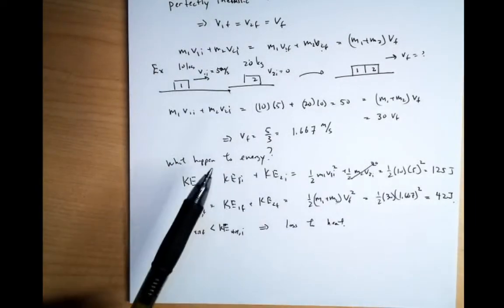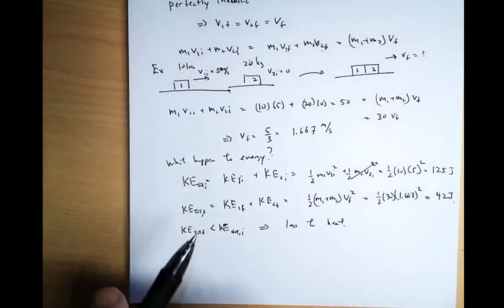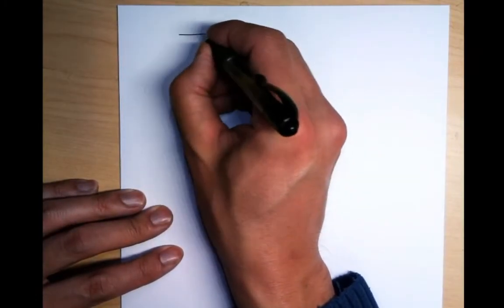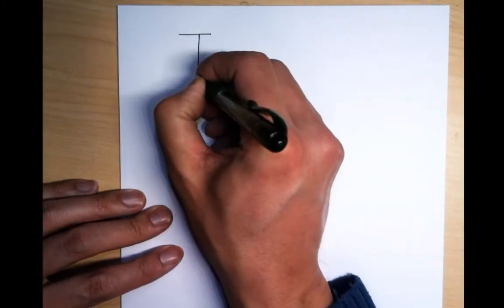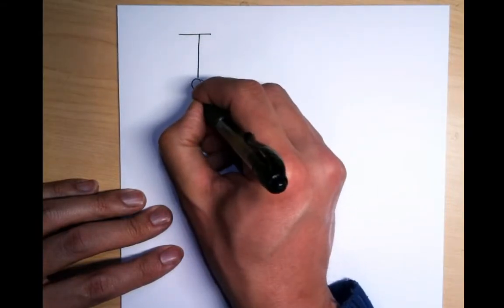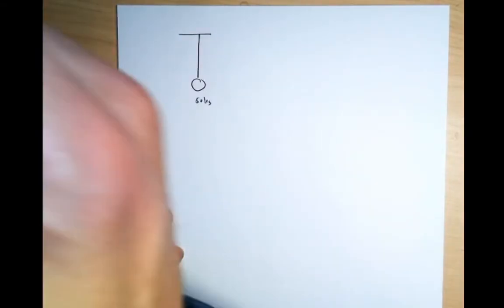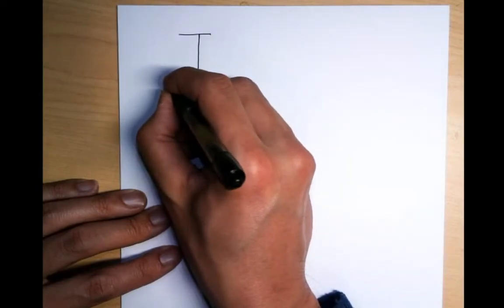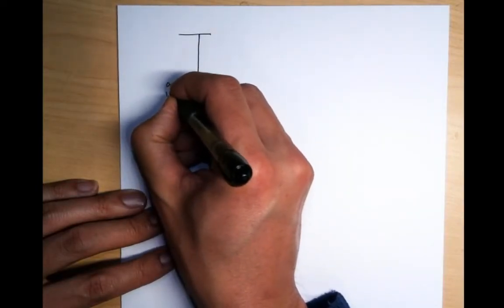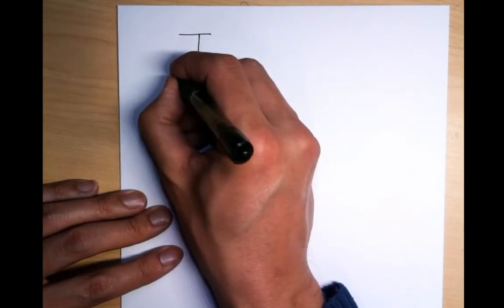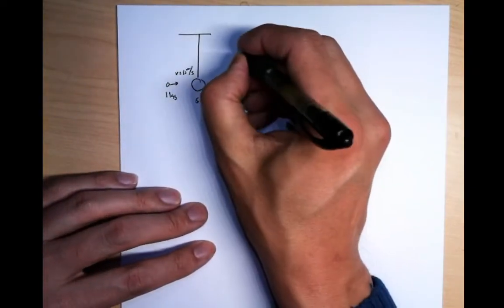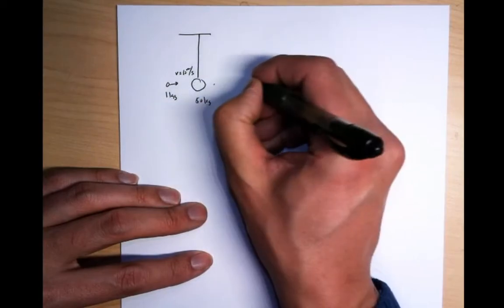Okay, so let's try another one. Let me imagine now that I hang something from a ceiling here, and it's a big mass, a 50 kilogram mass, and I'm going to fire a 1 kilogram mass, moving at 10 meters per second. All right? Okay. So now this thing can hit it. It's going to cause this thing to swing up.